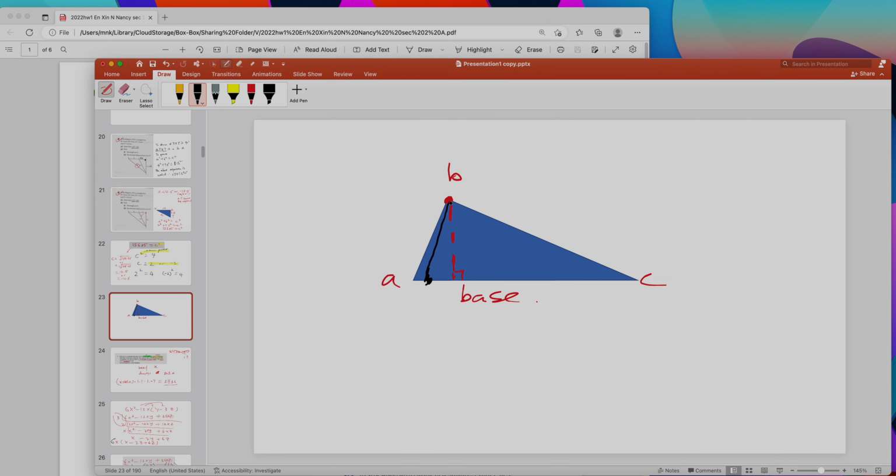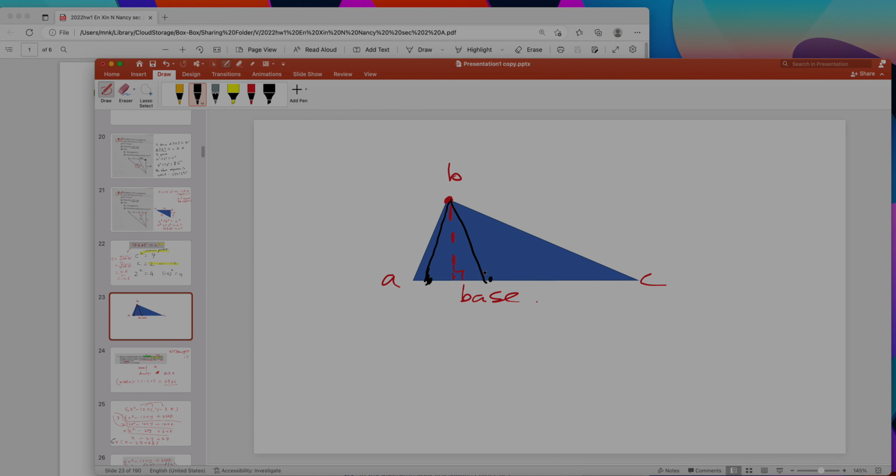I hope you can see the black one is longer than the red one. Of course, if you go slightly to here, you'll see that the black one is longer than the red one. Actually, the red one is the shortest, which is vertically down. So therefore, you are asked to find the height of this triangle with AC as the base.